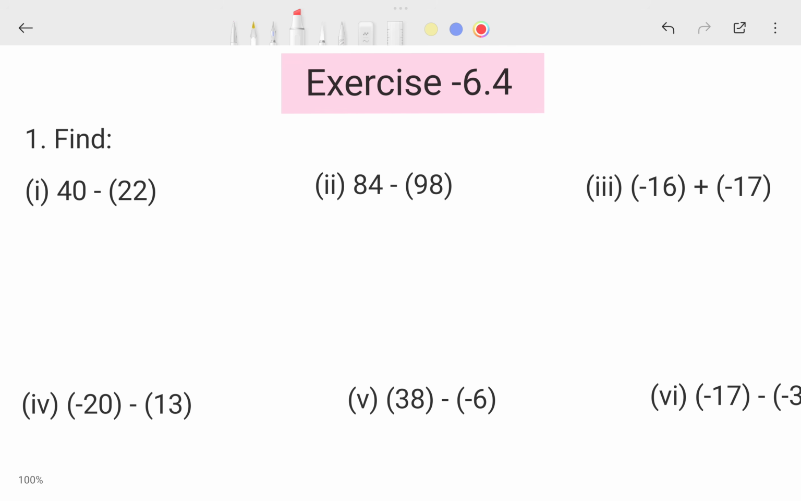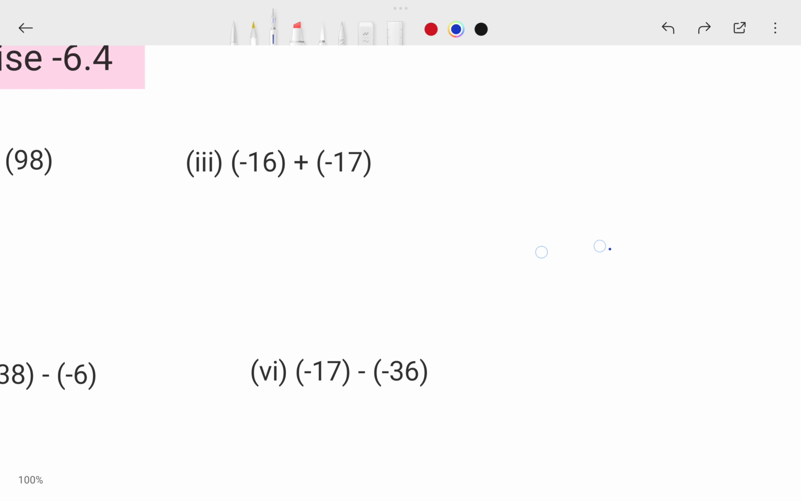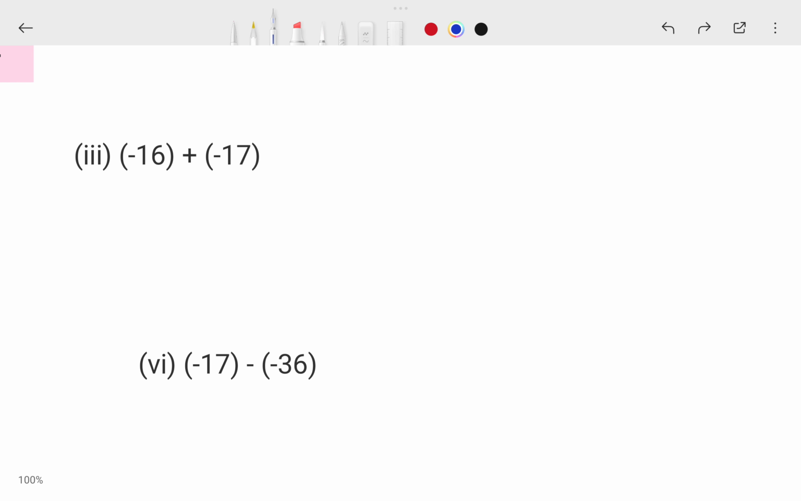The first question is to find this. If you watched exercise 6.3, then you will understand what we have to do here. Before I start this exercise, I want to tell you something important. I already told you there are two rules. If you want to solve this exercise, you need to know about these things.